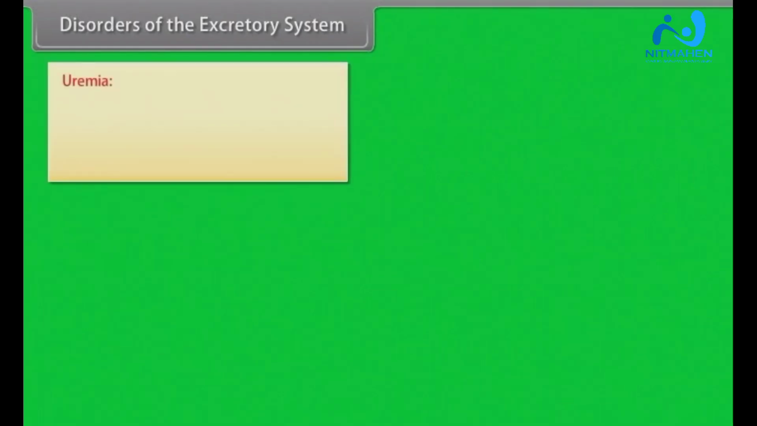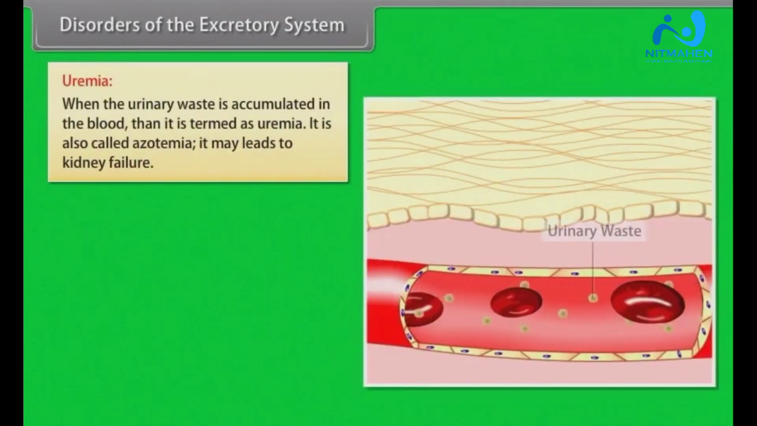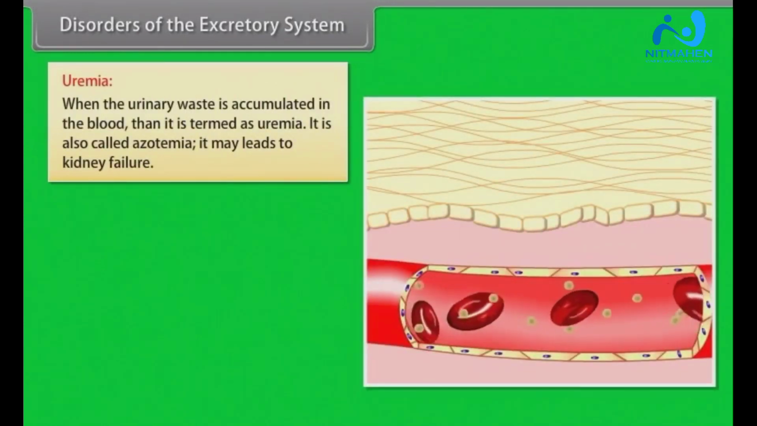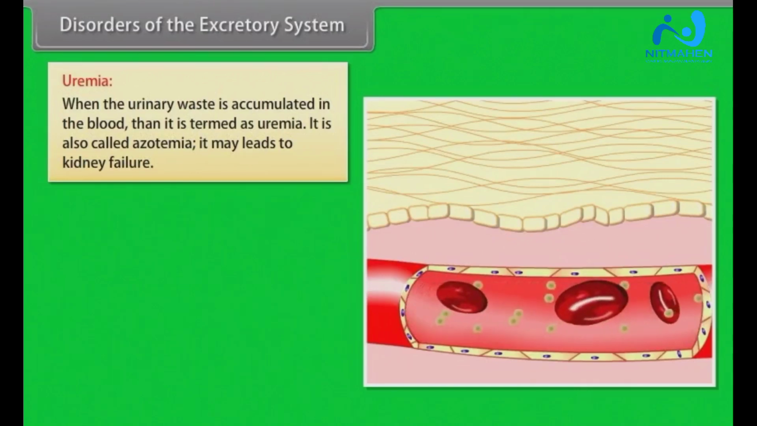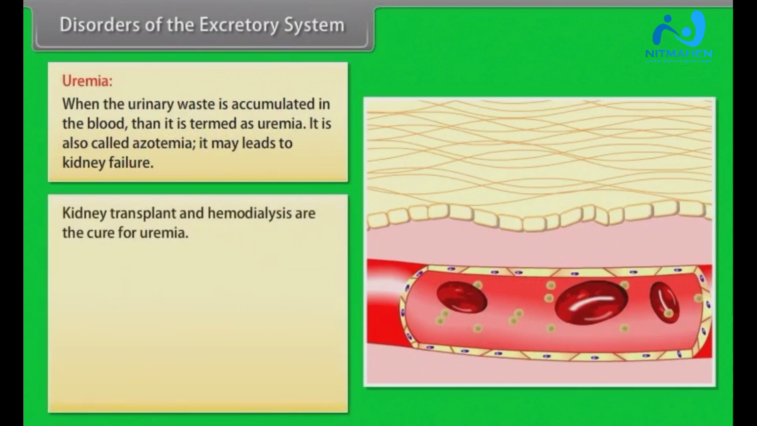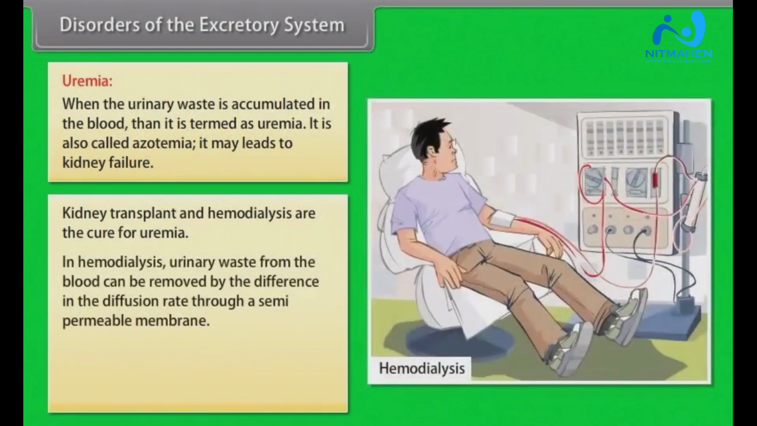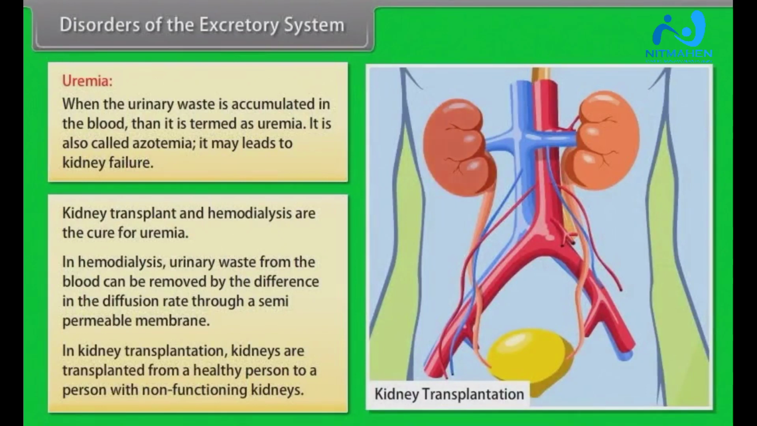Disorders of the excretory system. Uremia. When the urinary waste is accumulated in the blood, it is termed uremia. It is also called azotemia. It may lead to kidney failure. Kidney transplant and hemodialysis are the cure for uremia. In hemodialysis, urinary waste from the blood is removed by the difference in the diffusion rate through a semi-permeable membrane. In kidney transplantation, kidneys are transplanted from a healthy person to a person with non-functioning kidneys.